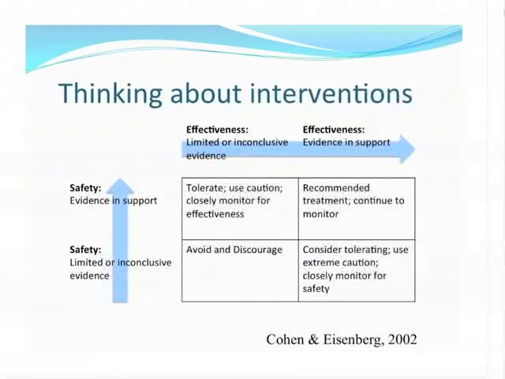I've got a little grid here. On the y-axis, we look at how safe a particular intervention is. On the bottom, there's limited evidence that it's a safe approach. At the top, there's more evidence that it seems to be safe. On the x-axis, going from left to right, we think about how effective the intervention is. Is there limited evidence that this intervention is effective, or as we move to the right, there's a lot of evidence suggesting that this is a very effective intervention.